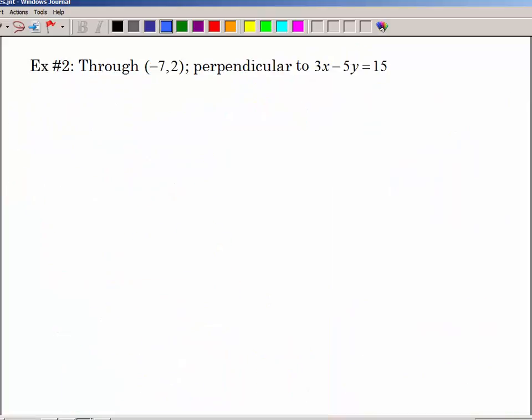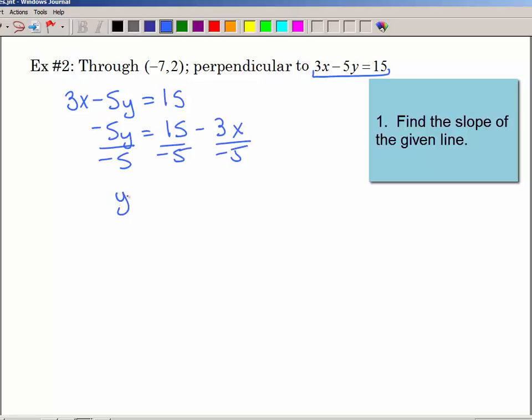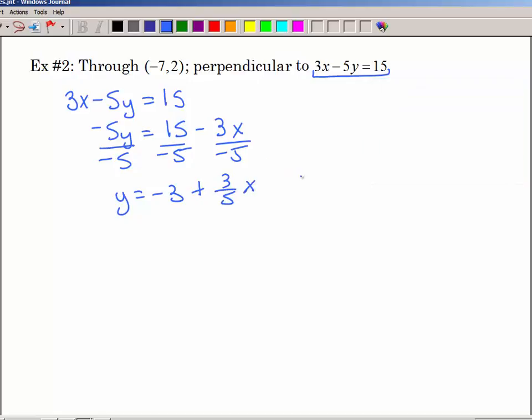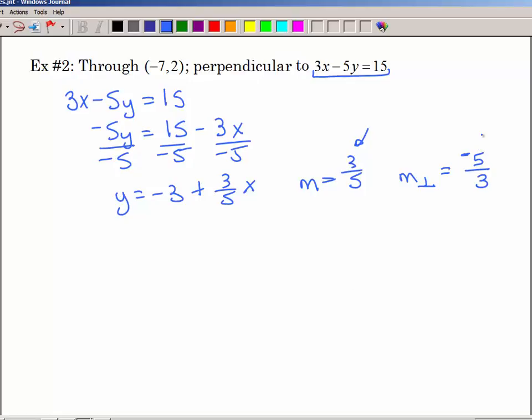So let's do one a little bit harder. Right, so the first thing we want to do is find the slope of the given line, and we do that by getting y by itself. Be careful of those signs. Okay. So this slope is 3/5, but the perpendicular slope, we take the reciprocal, flip it over, and take the opposite sign. Now, if this slope was already negative, then the perpendicular slope would be positive. Again, you take the opposite sign.